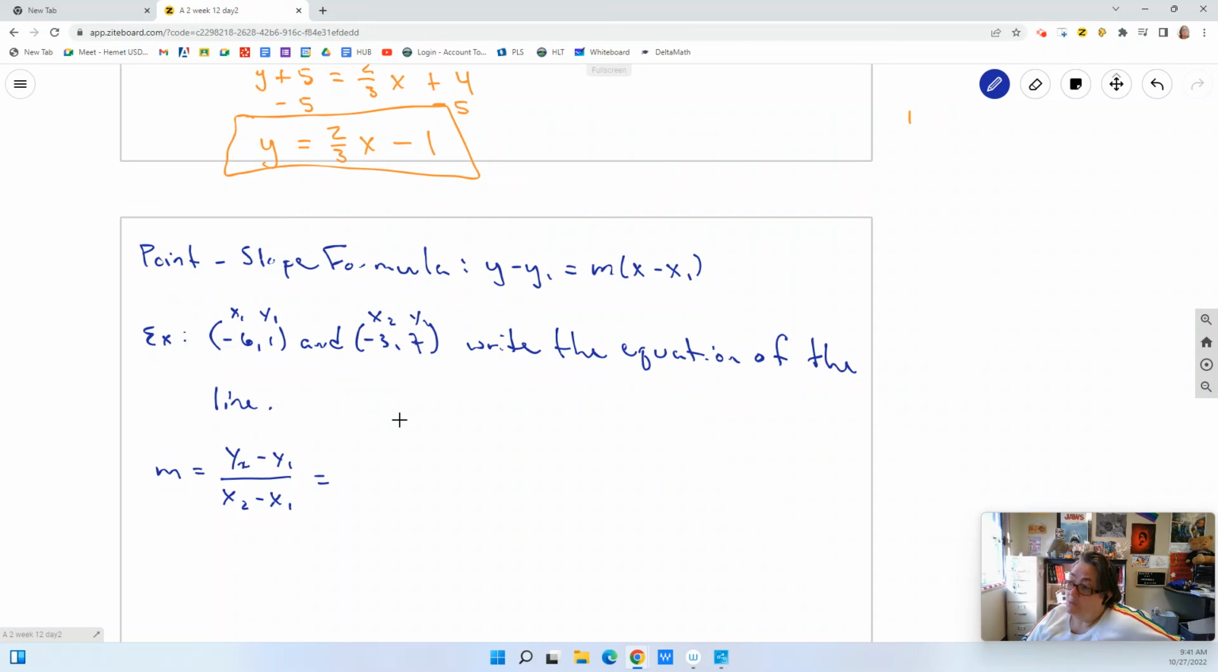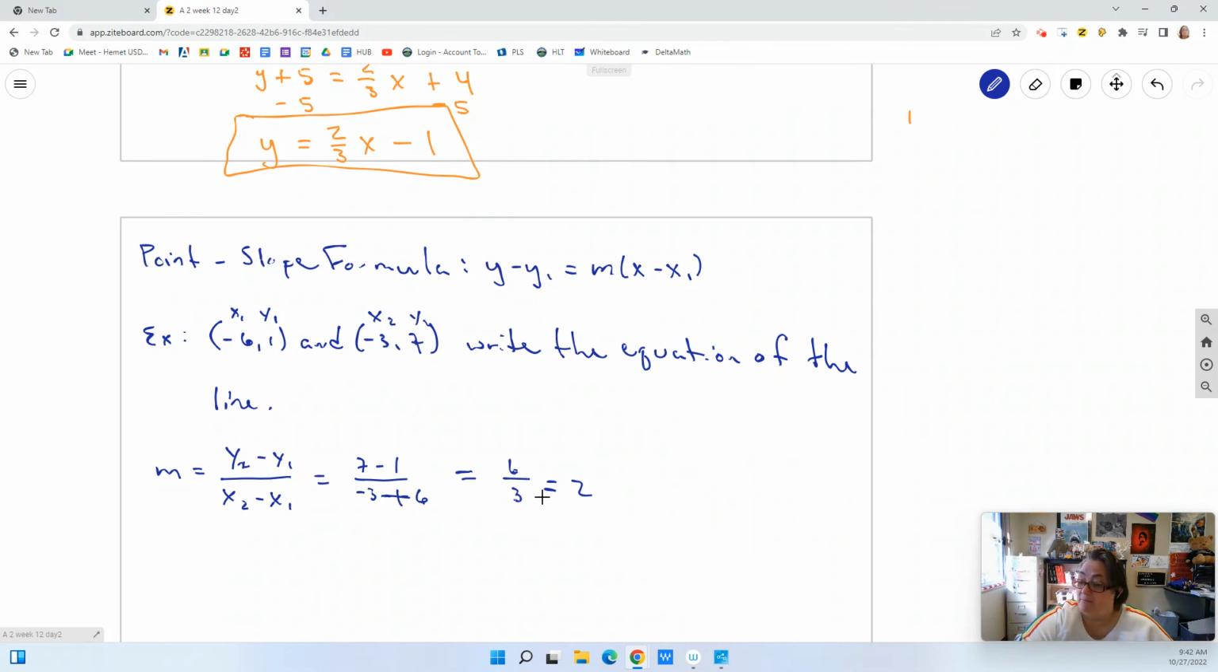So if I have my y2 is 7, this would be 7 minus my y1, which is 1, over x2, which is -3, minus my x1, which is -6. So 7 minus 1 is just 6, over -3 plus 6, right? I had that negative, which is also 3. And since 6 over 3 equals 2, I now have my slope. My slope, my m, is equal to 2.